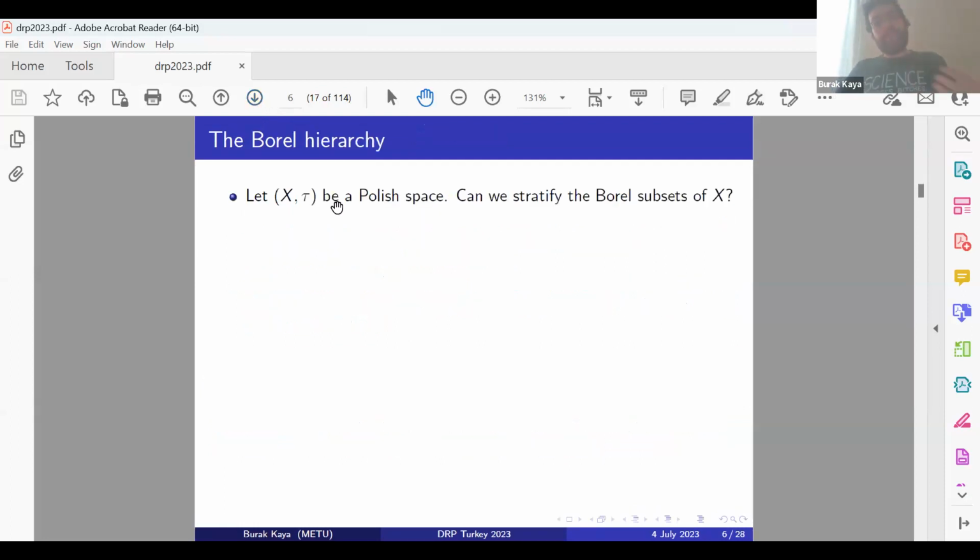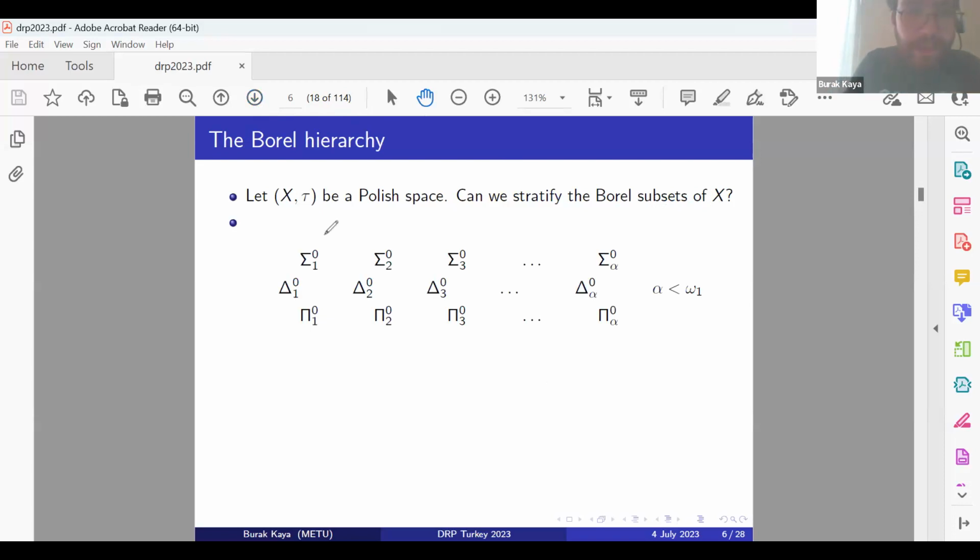Now, let's start with a Polish space. Now, we're not talking about the standard Borel space. I'm talking about the Polish space. So I care about the topology at the moment. Can I stratify the Borel subsets of X? What do I mean by stratifying? Can I describe these or put a hierarchy on these? The answer turns out to be yes. And here is the picture of the Borel hierarchy. Now, these are your open sets. And then you take the complement, you get the closed sets.